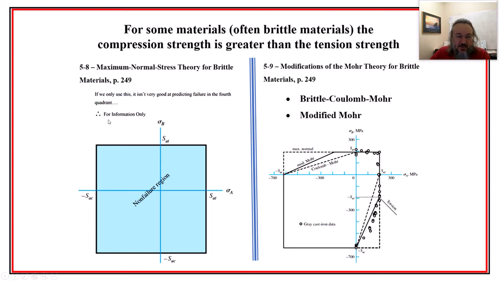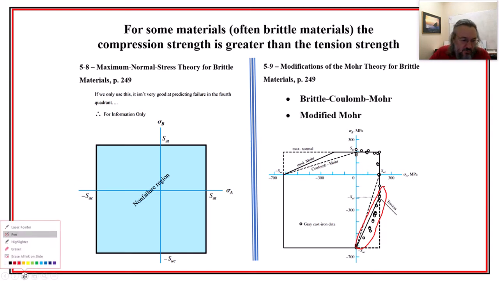And this isn't very good. So this is information only. It's not one that we should use, because what we find is we do have failures, as you see over here, that occur inside the box when you make it a square. So we have to cut off the corners.